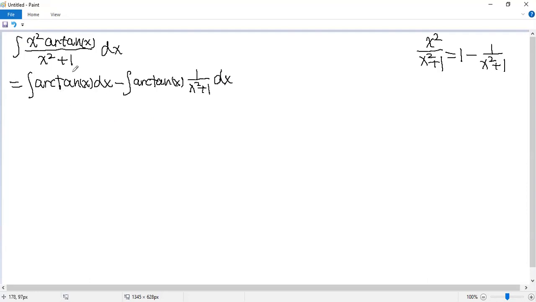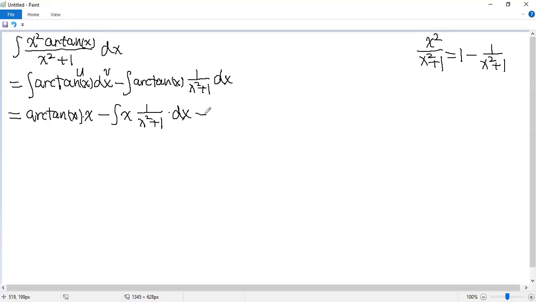For the first integral, we can view arctan x as u and dx as dv, so here is v. Using integration by parts, we get u times v, which is arctan x times x, minus the integral of v, which is x, times du. So that equals arctan x times x minus the integral of x times 1 over x squared plus 1 dx.